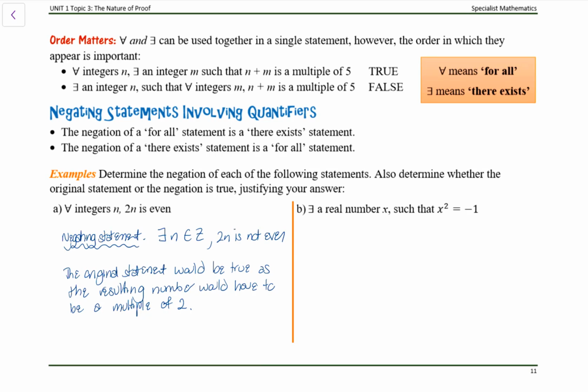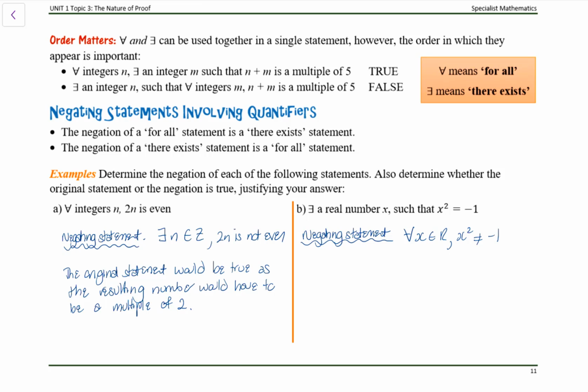Okay, let's look at the next one. There exists a real number x such that x squared equals -1. Hopefully in the back of your head you're saying, well, that's not true, because if we square anything, we get a positive. But anyway, the negating statement: we started with a there exists, so it's going to be for all x being a real number, x squared can't equal -1. We know that's true.